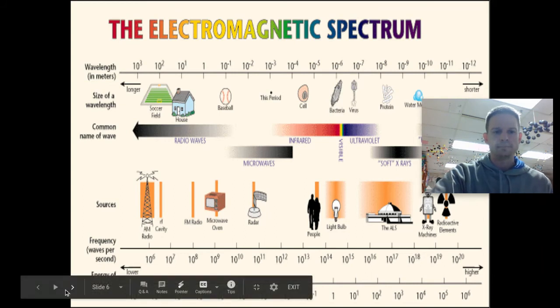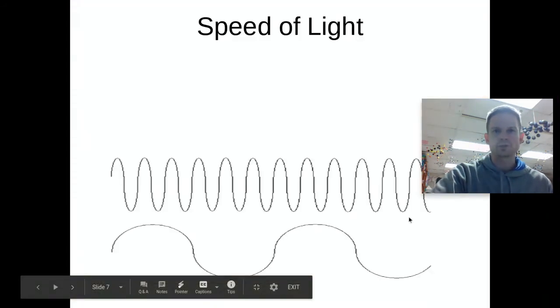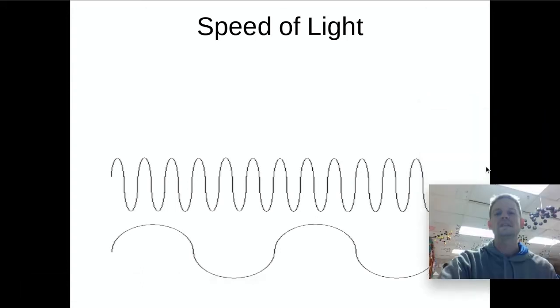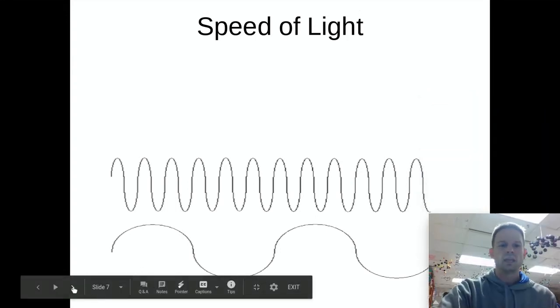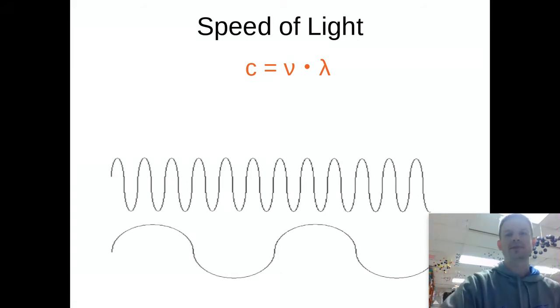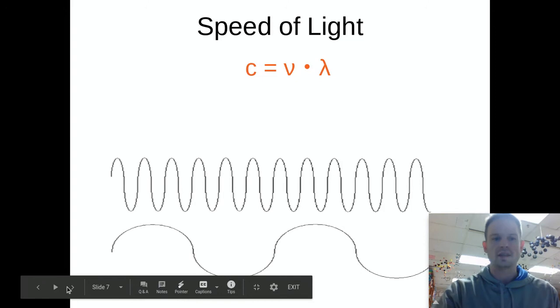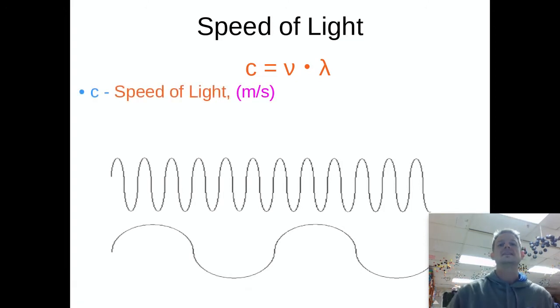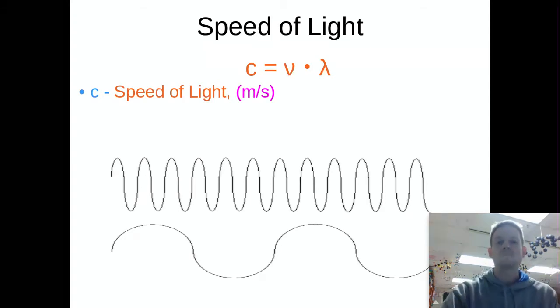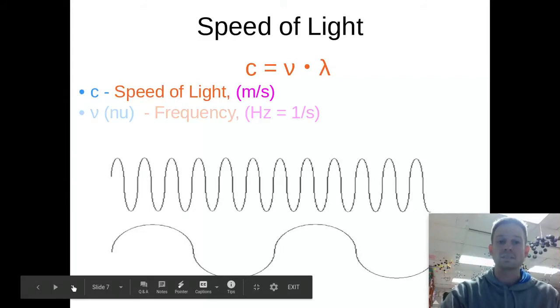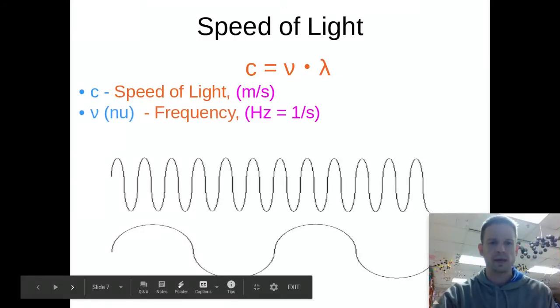Okay, so let's look at our first real equation. We're taking a look at the speed of light. You might have seen this equation before: c equals nu times that upside down y looking thing. So we'll take a look at what each of those are. c is the speed of light, and the speed of light is always 3.0 times 10 to the 8th meters per second. That's a constant. Light doesn't change unless we pass it through a medium.